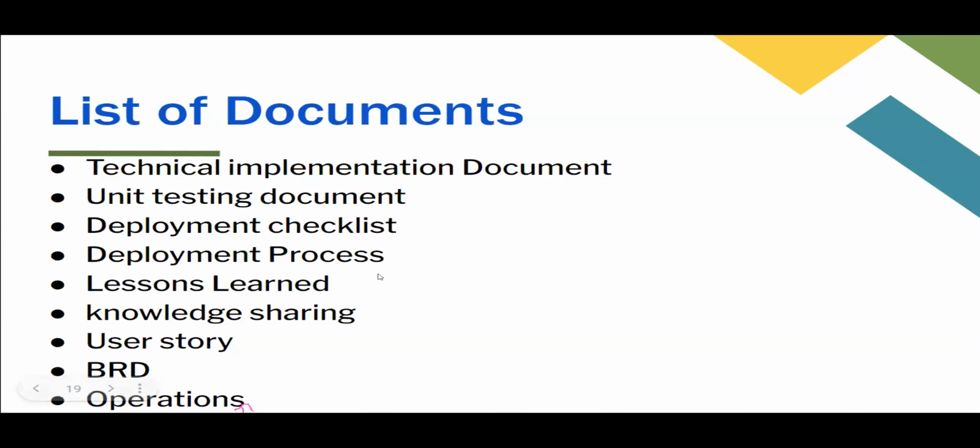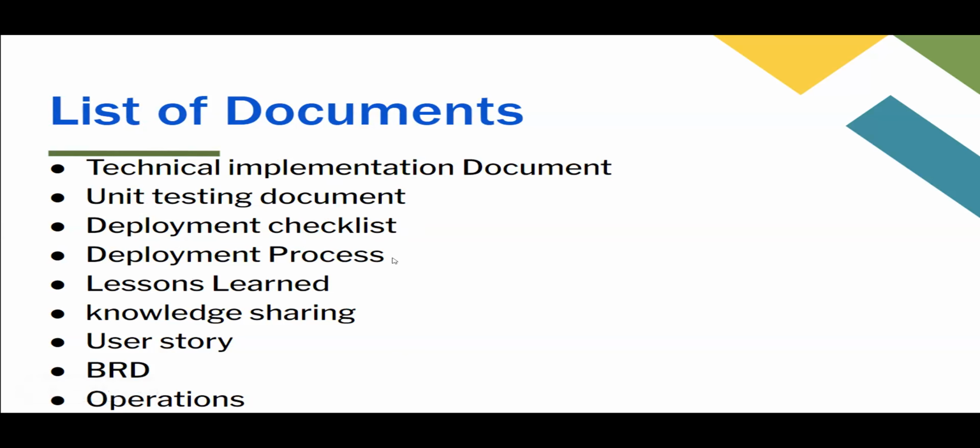These are the list of documents we maintained in our project. Technical implementation document. This is a document created by the developer when he implements the functionality. And unit testing document. This is also provided by the developer himself. For each component, whatever task is assigned to the developer, he will maintain the first 3 documents. Deployment checklist also, we have the consolidated deployment checklist and also the deployment checklist provided by each developer. When we deploy the developer's package individually, we make sure all the components are included and deployed.